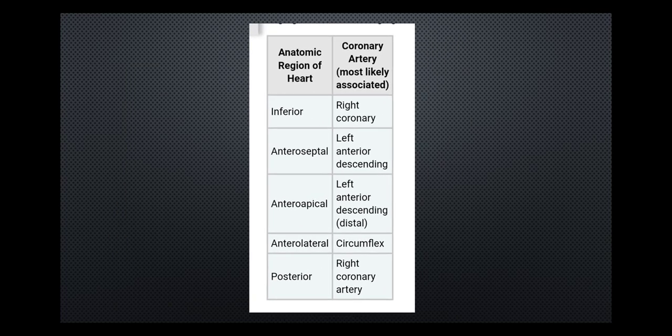Now here we have the distribution to the various parts of the heart. The inferior aspect of the heart is supplied by the right coronary. The anteroseptal region is supplied by the left anterior descending. The anteroapical region is supplied by the distal part of the left anterior descending. The anterolateral aspect, as you have seen earlier, is supplied by the left circumflex, whereas the posterior aspect of the heart is supplied by the right coronary.